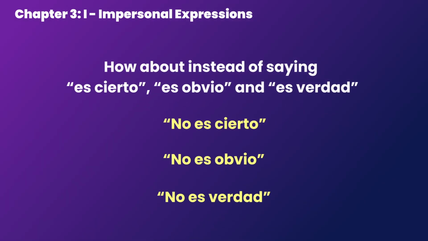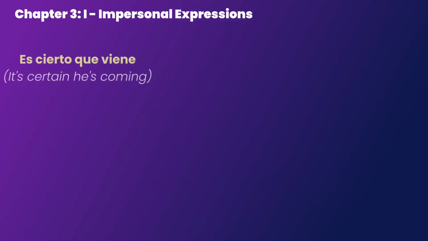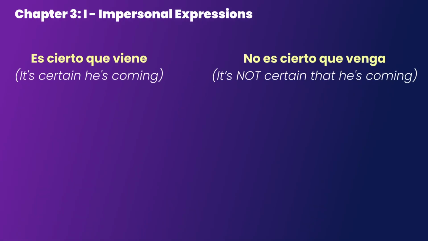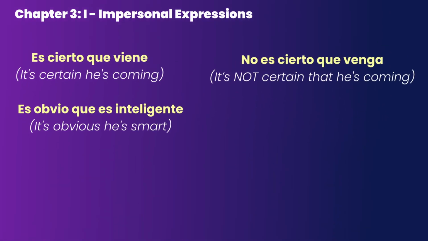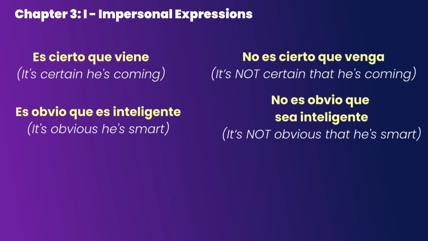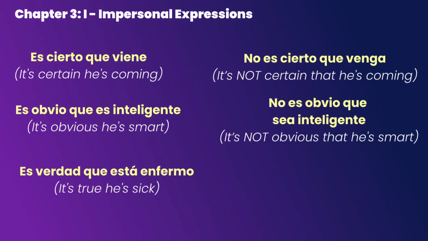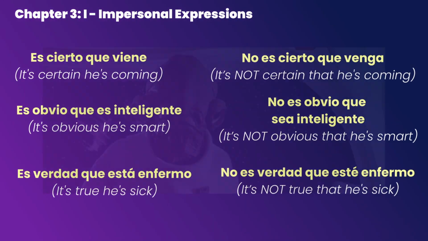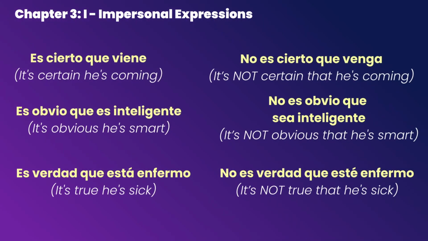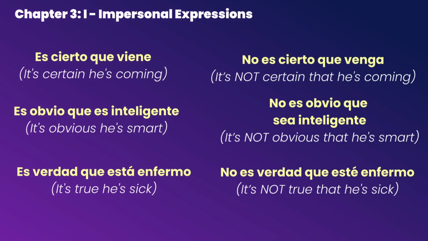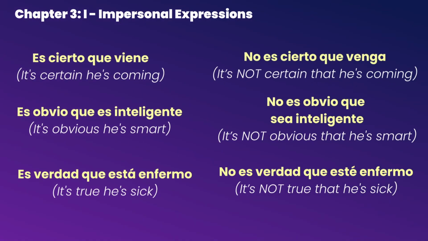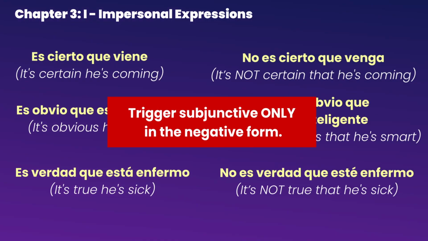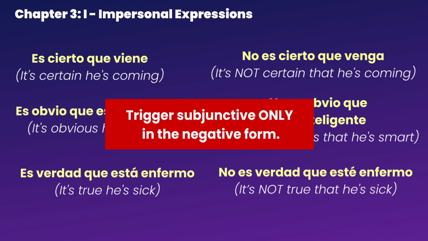Let's compare them side by side so it's easier to understand. Es cierto que viene, no es cierto que venga. Es obvio que es inteligente, no es obvio que sea inteligente. Es verdad que está enfermo, no es verdad que esté enfermo. This is a trap, and I understand that it's probably hard to digest right now. All you need to remember for now is that the adjectives cierto, obvio and verdad trigger subjunctive only when they are used in a negative form.